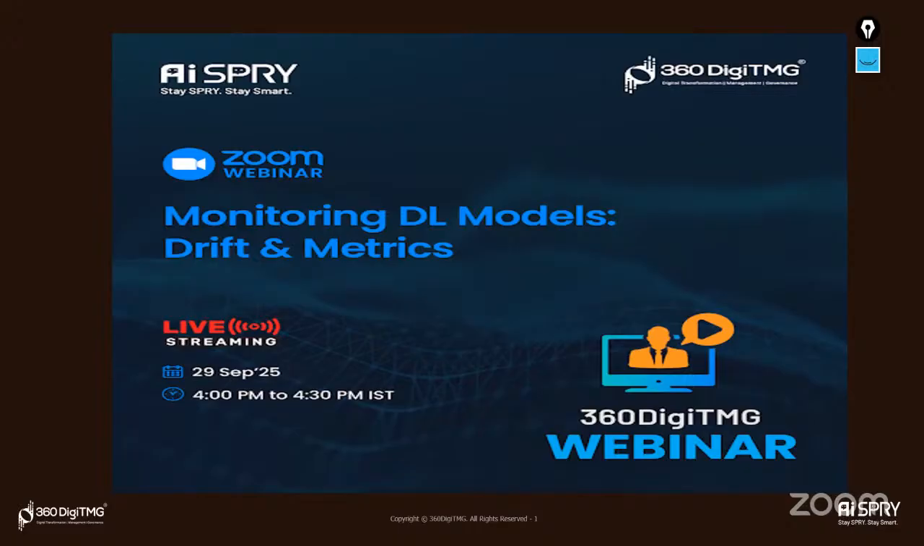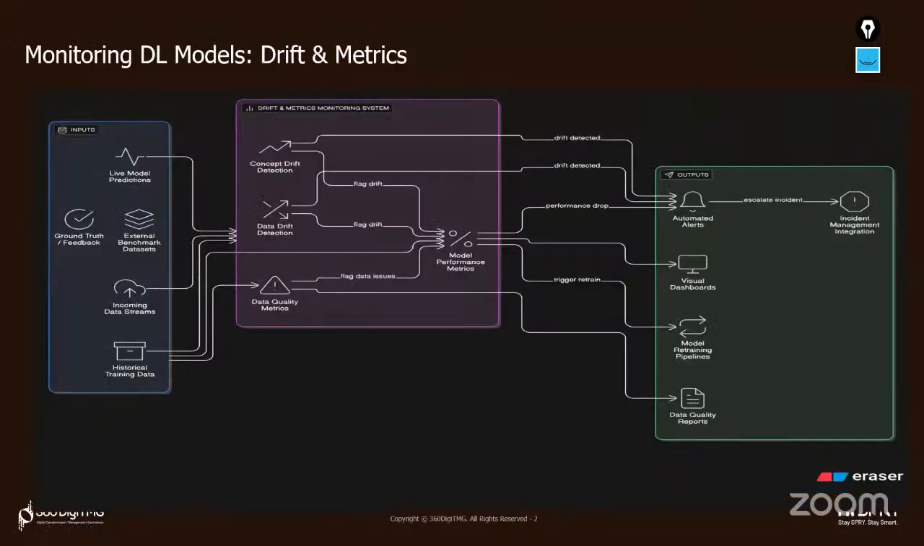So we'll understand here why monitoring is required, inputs for the monitoring, drift and the metric monitoring systems, outputs and actions. All these things we'll understand one by one. So this is the architecture diagram, wherein our inputs will be coming from various domains, like live model predictions, ground truth, external benchmark datasets, incoming data streams, and historical data. All these things will be there. Firstly, we will understand why the monitoring is required.